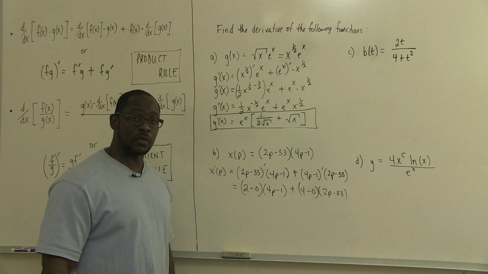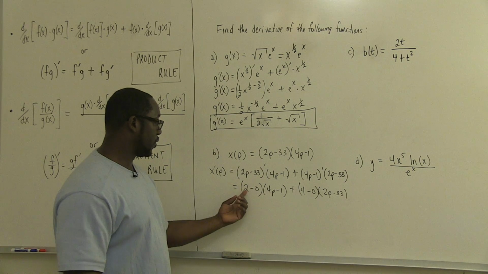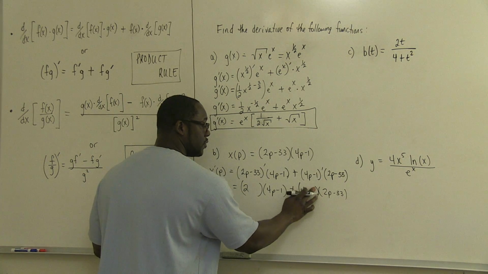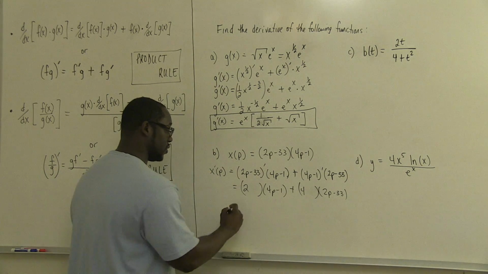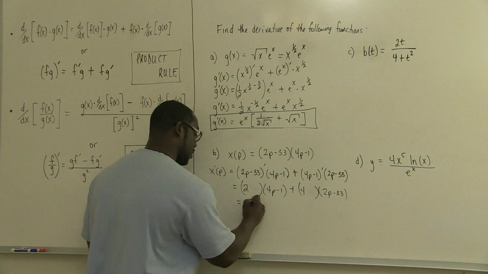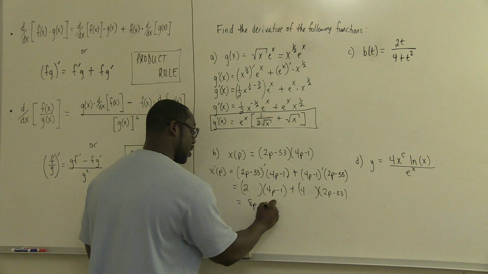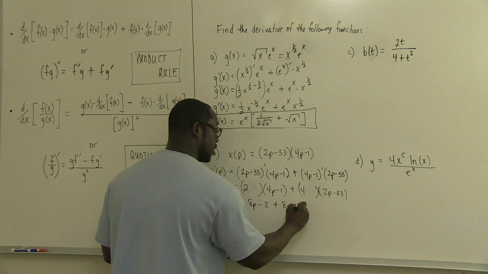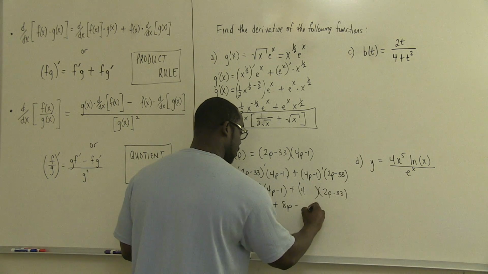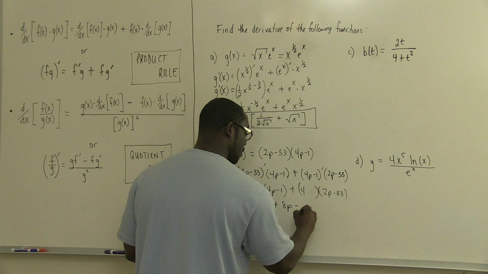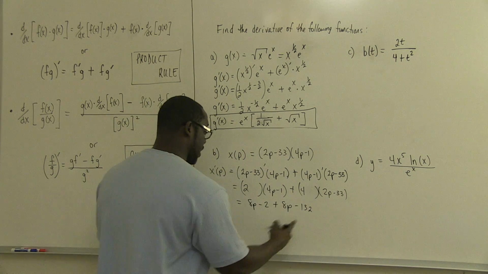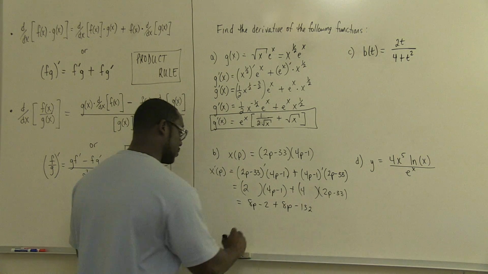And so from this point, we're just cleaning up. We know that 2 minus 0 is just 2. And we know that 4 minus 0 is just 4. So all we need to do is multiply through now. So that would be 8p minus 2 plus 8p minus, and that would be 12, 113. So 132. Okay. And so now from here, we just combine like terms.